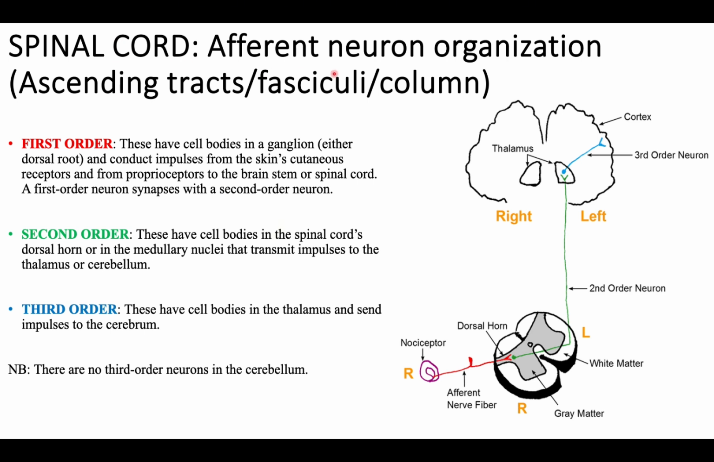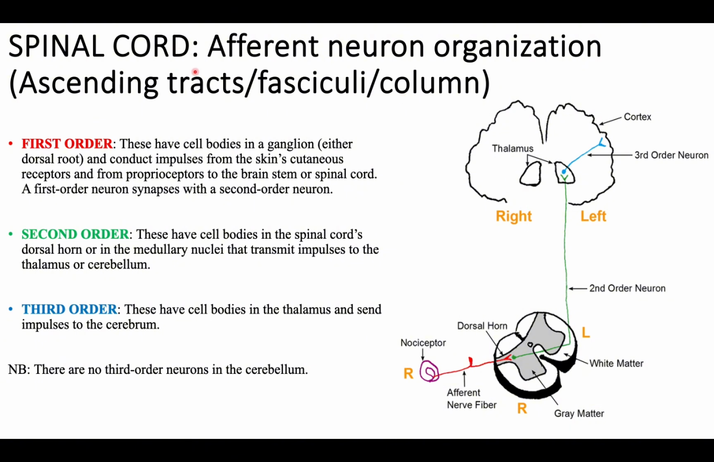The spinal cord, afferent neuron organization, ascending tracts, fasciculi and columns. The ascending tracts are also called the fasciculi or the ascending column. It can also be called a funiculus. So these are synonymous names that are describing the fibers. When we say fibers, we are talking about nothing other than the axons of the neuron. Those axons are thread-like in nature, just like a thread or a thin line.